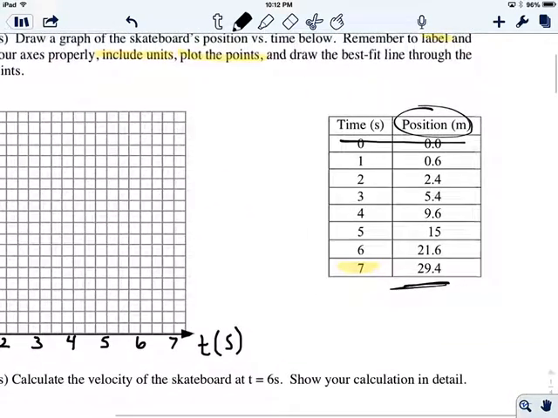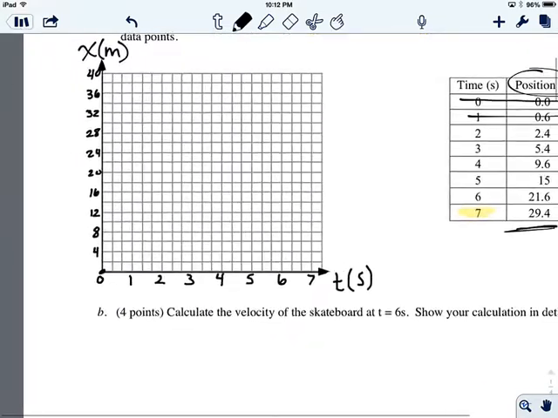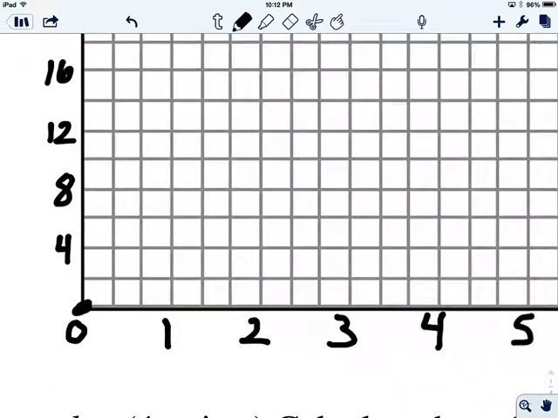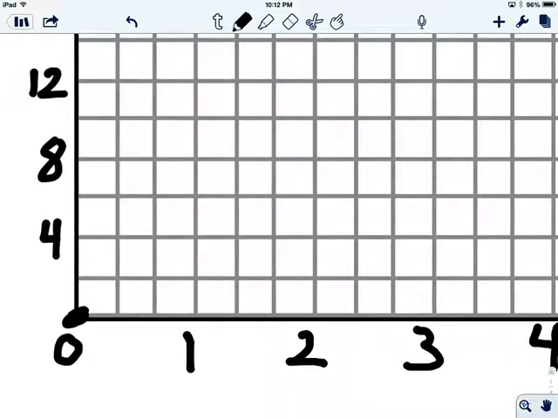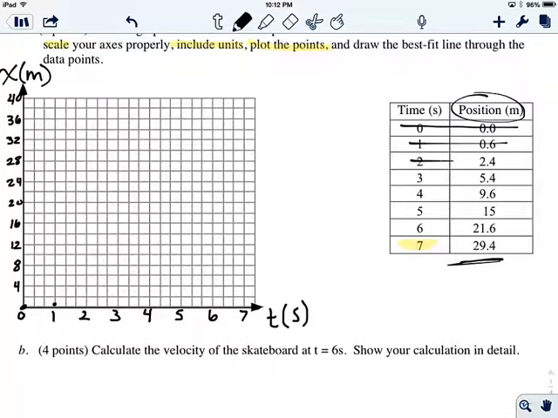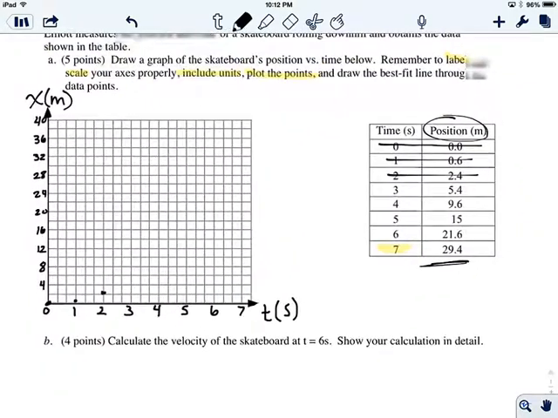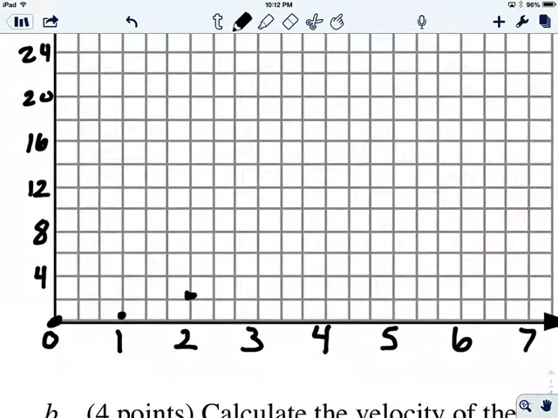Okay, now I've got to go 1 and 0.6. All right, and 0.6, that's going to be really, really low, something like that. Okay, so there's 1 and 0.6. Now 2 and 2.4. So 2 and a little bit above that line. 2 and 2.4. All right, now 3 and 5.4. All right, so 3 and 5.4.